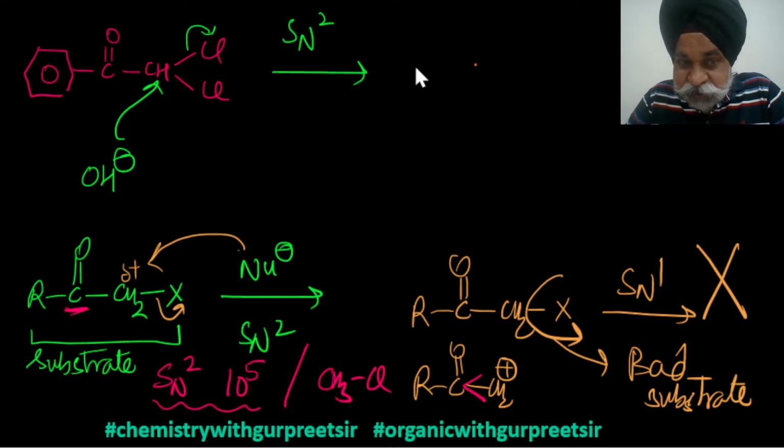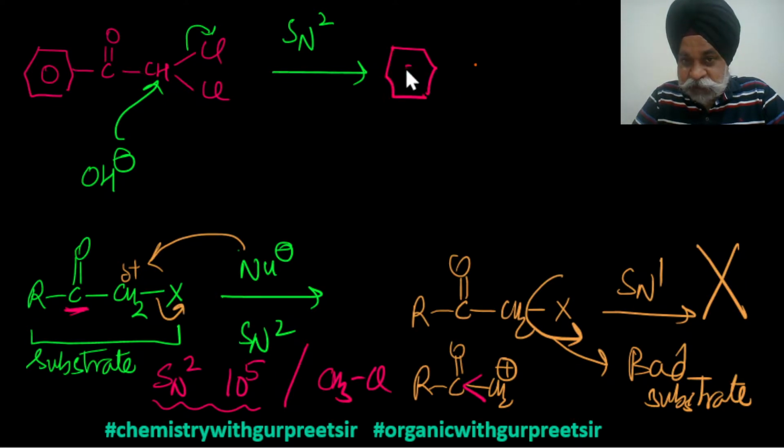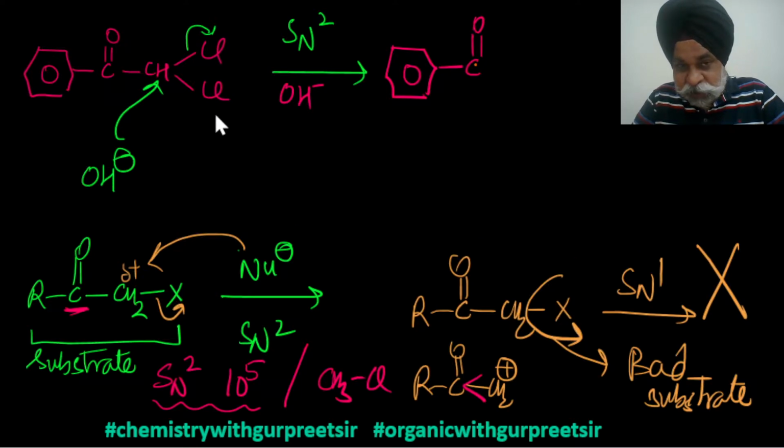So what we said here is that first there is a substitution of the type SN2, and OH negative obviously would attack onto both the carbons and throw out the two Cl groups.